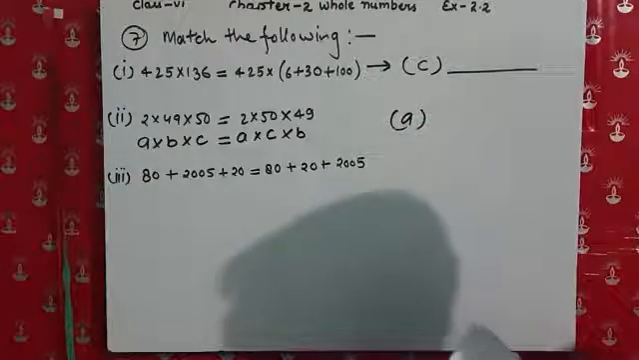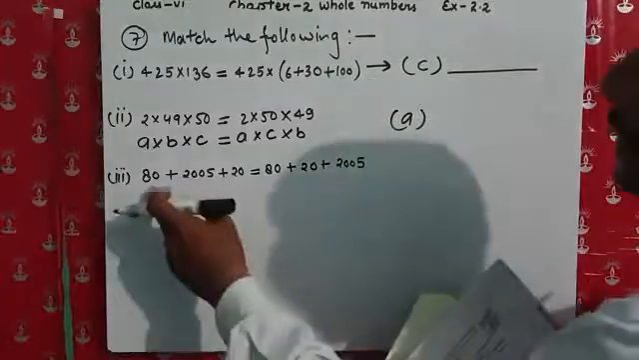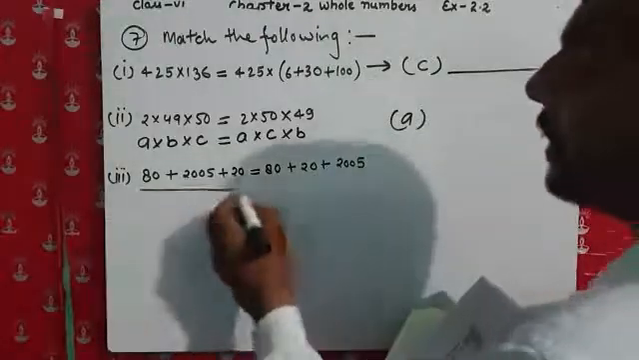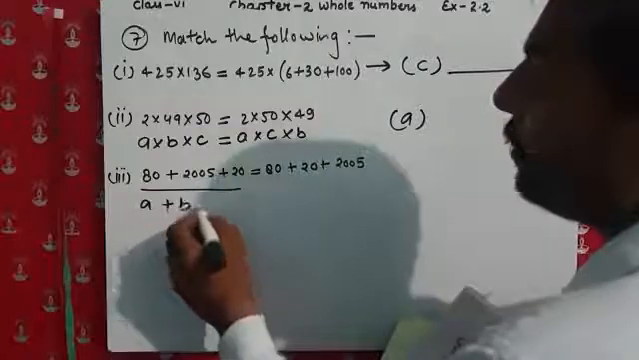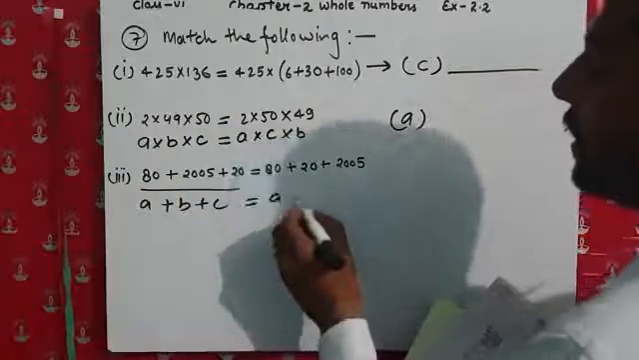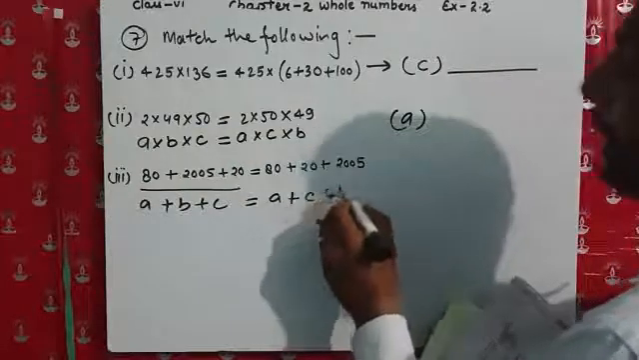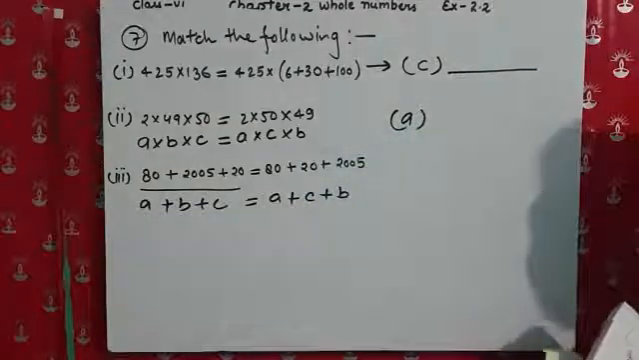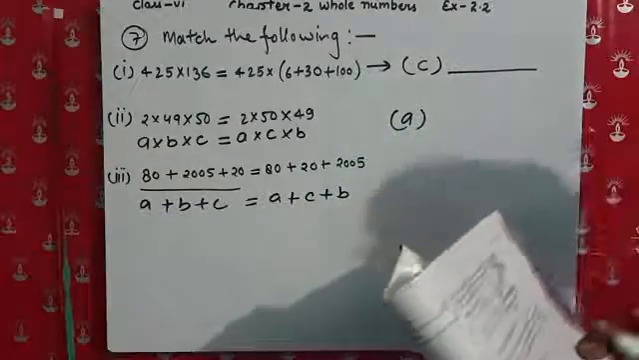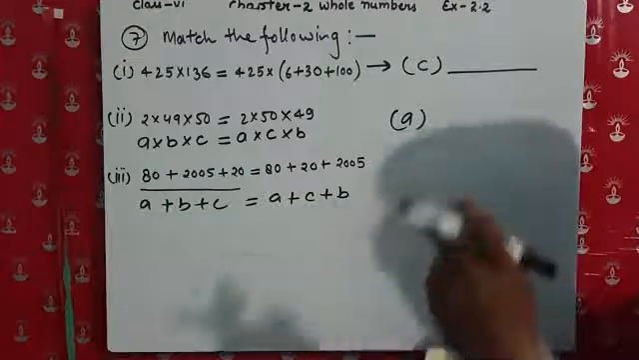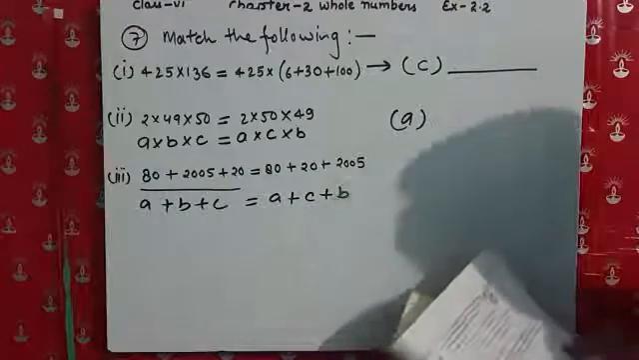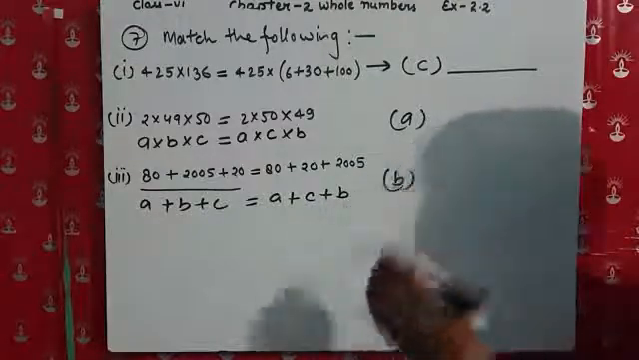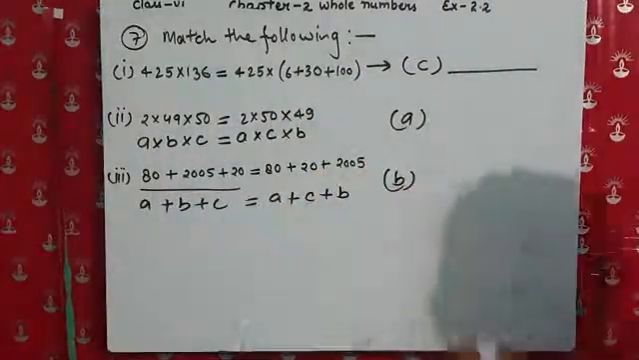Now going to the third part. Here it is written, it is again commutativity, A plus B plus C, A plus C plus B. That means it is again commutativity, but not of multiplication, it is of addition. So here we will write down B. It is matched with B. Now this is the matching of question number 7.